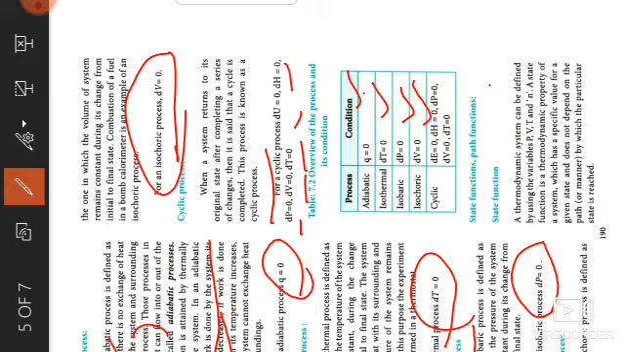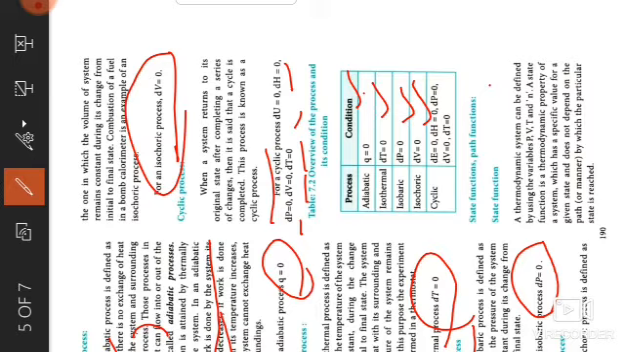A thermodynamic system can be defined by using the variables pressure, volume, temperature and number of moles. A state function is a thermodynamic property of the system which has a specific value for a given state and does not depend on the path by which the particular state is reached. What is meant by state function? It depends upon the state of the system.